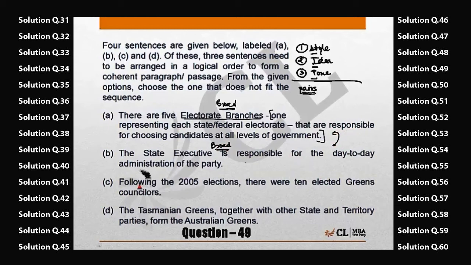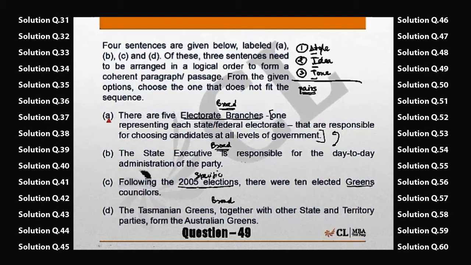C: Following the 2005 elections, there were ten elected Green councillors. Specific about the 2005 election. D: The Tasmanian Greens, together with other state and territory parties, form the Australian Greens. Again, a broad statement. So you might see these Greens here and hope that this will get connected. Okay, and then you see that this A and B is connected.